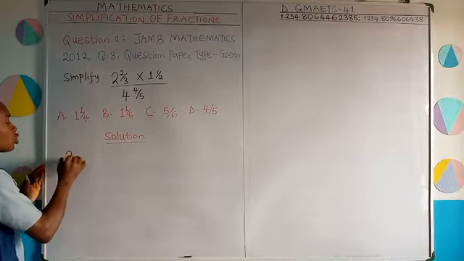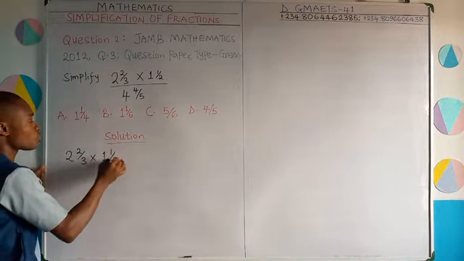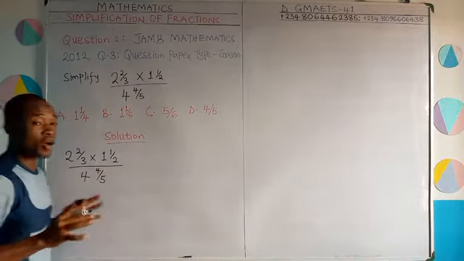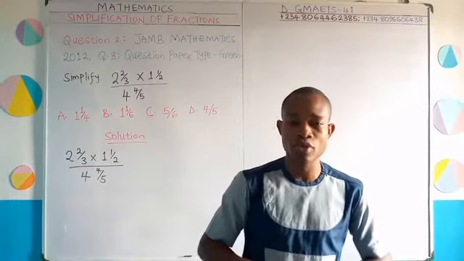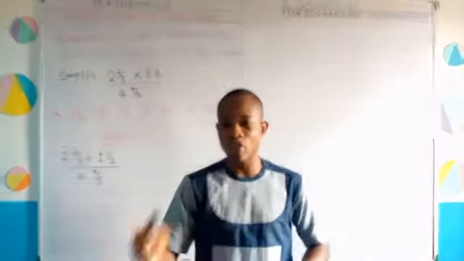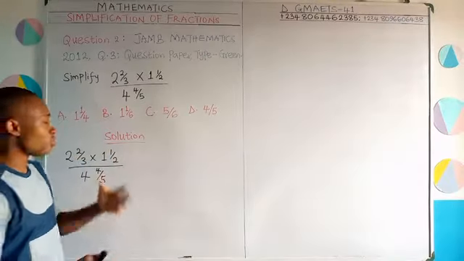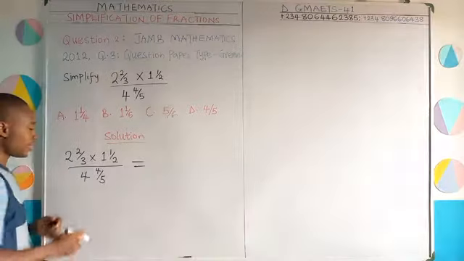Alright, so we have 2 whole number 2 over 3 times 1 whole number 1 over 2, all over 4 whole number 4 over 5. Now once you have what we call mixed fractions, all you need to do is to convert them to improper fractions. And how do we do that? It's simple. Use the denominator to multiply the whole number and then add to the numerator. So let us do that and see.